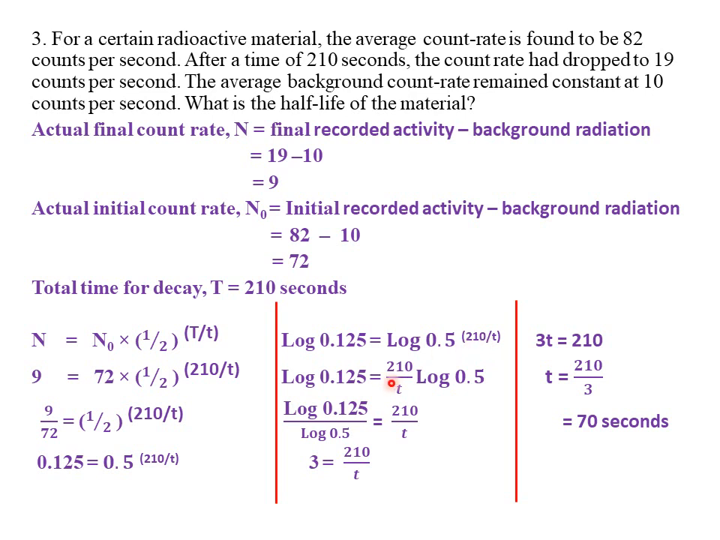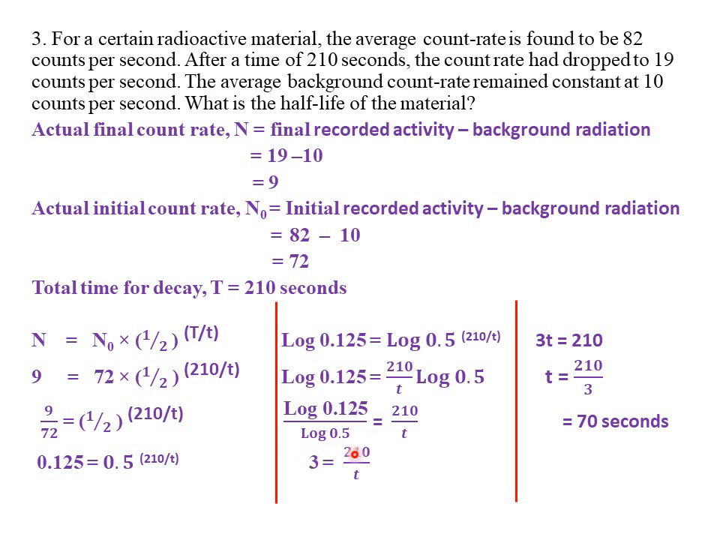So this is the same as saying 210 over t multiplied by log 0.5, which is equal to the logarithm of 0.125. Dividing both sides by log 0.5, I'm going to have log 0.125 divided by log 0.5 is equal to 210 over t. Therefore, we are going to have logarithm of 0.125 divided by log 0.5. You're going to get 3 as the answer.